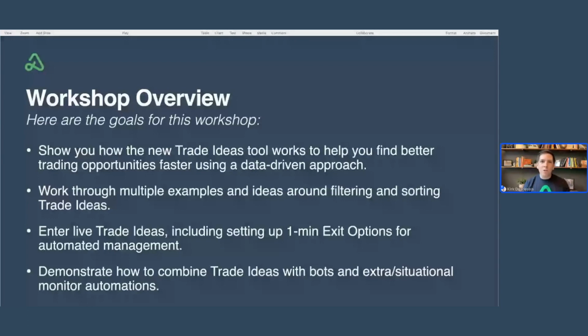But what I want you to start thinking about critically is how can you take trade ideas and exit options and then start layering on top of that some extra advanced situational monitor automations. This is what I'm going to give you guys as a template and help, I hope that this sparks a lot of creativity for you. So we're going to do some basic stuff and then we'll start to gradually get to some more advanced stuff as we go.